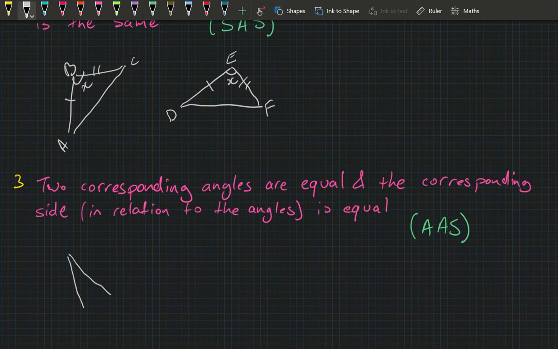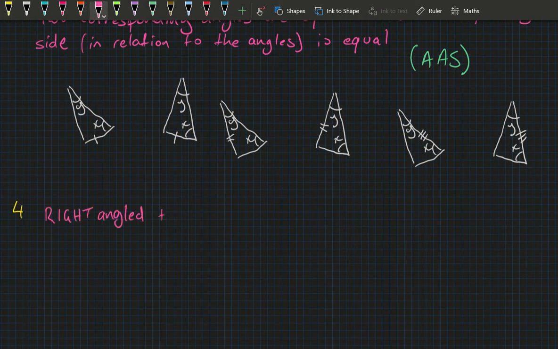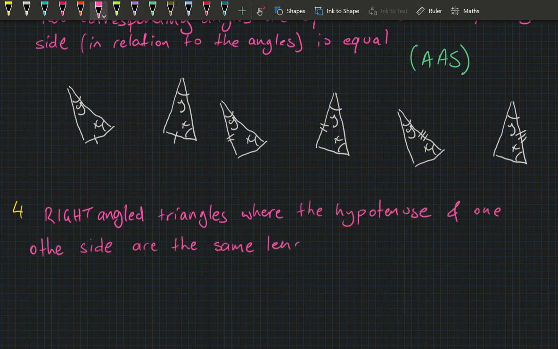And here, let me draw these triangles. And if these two angles are the same, then if this side is the same, or this side is the same, or this side is the same, we will have a congruent triangle. Just as long as that side that's the same is positioned similarly to the location of those angles that we know. The last rule, rule 4, is where right angle triangles have the same size hypotenuse and one of the other sides are the same length. And that would look something like this.